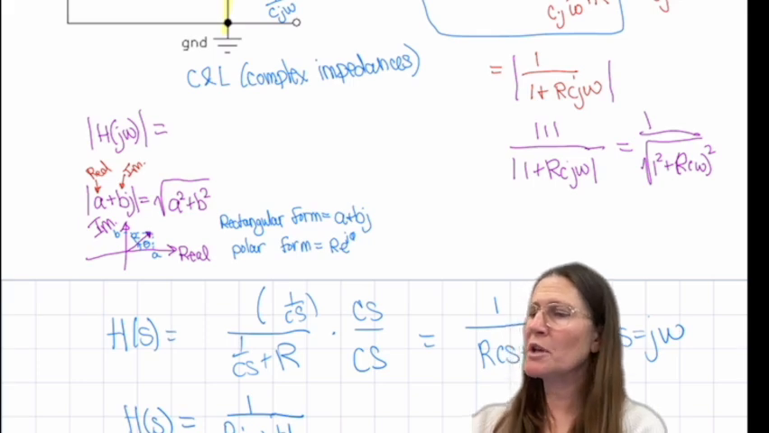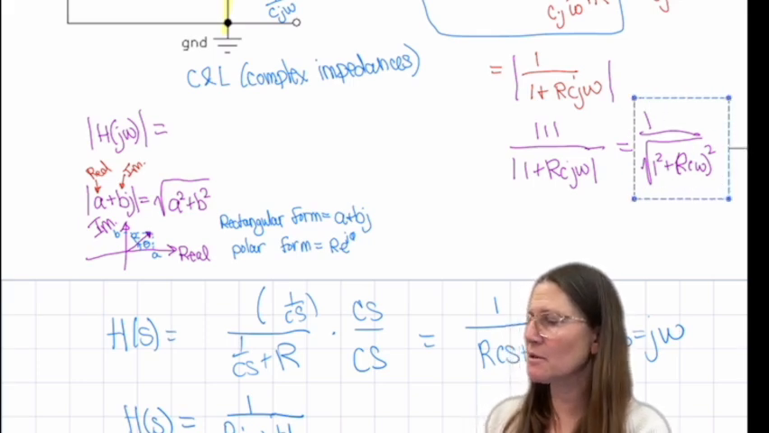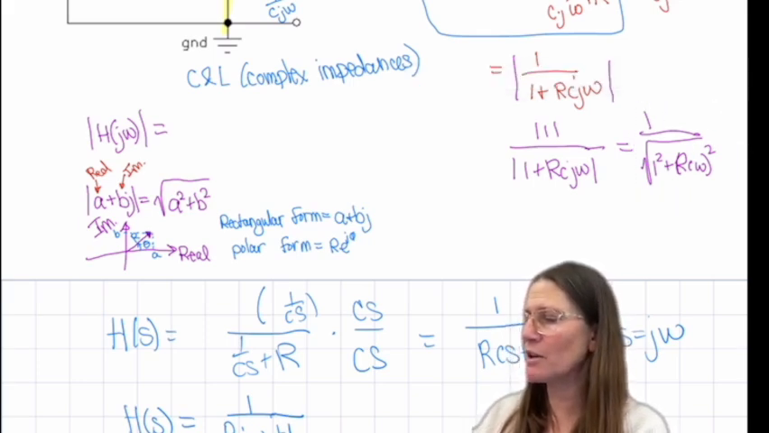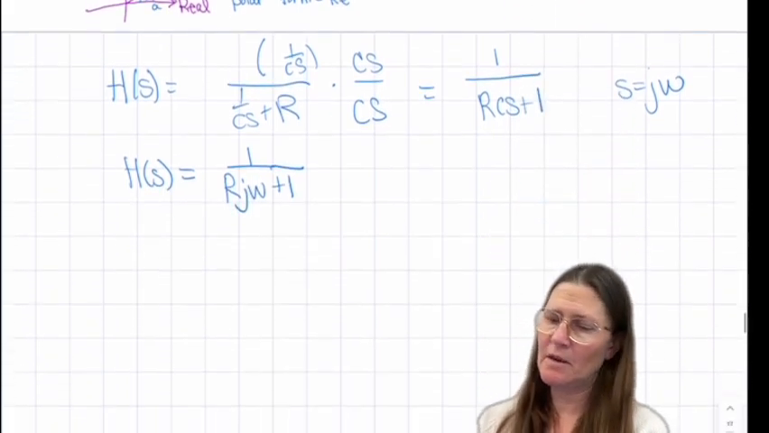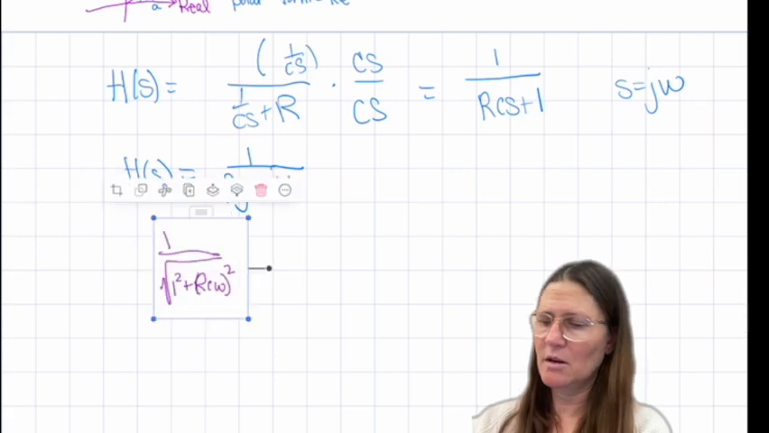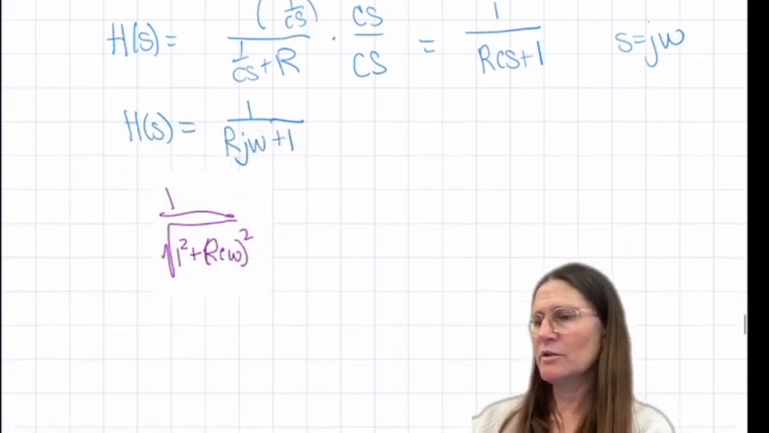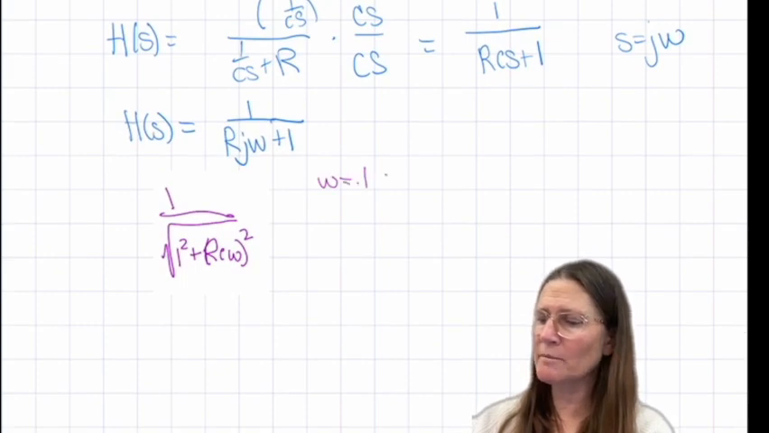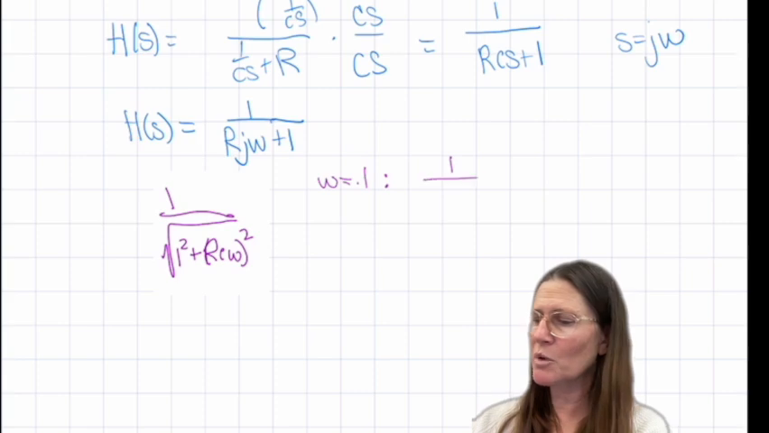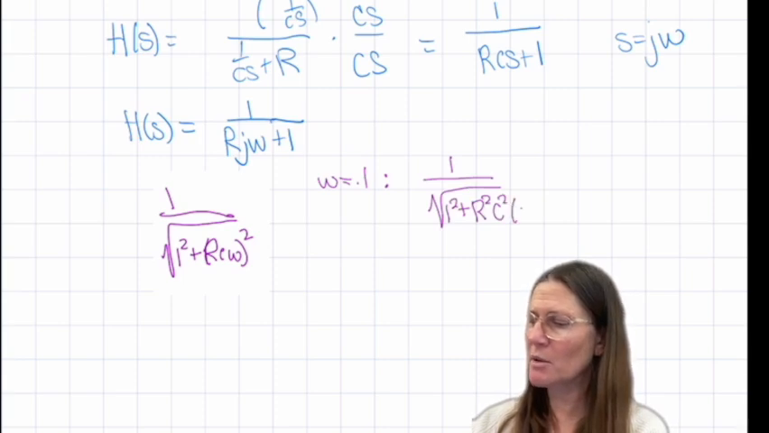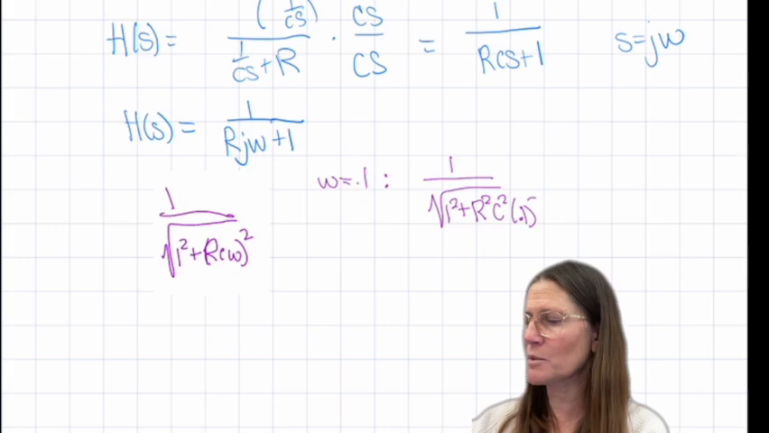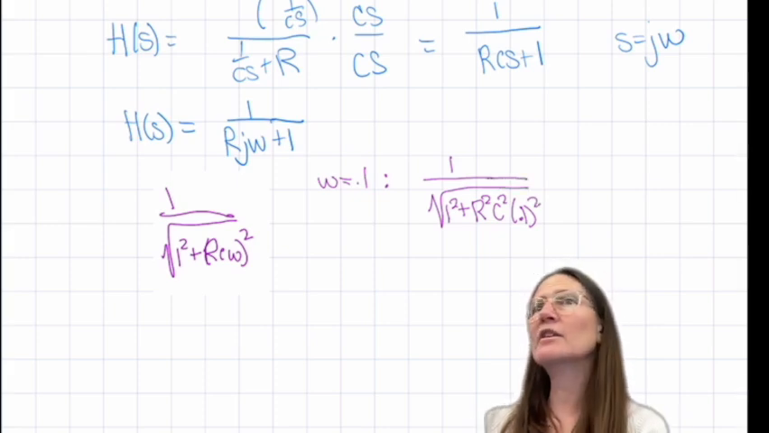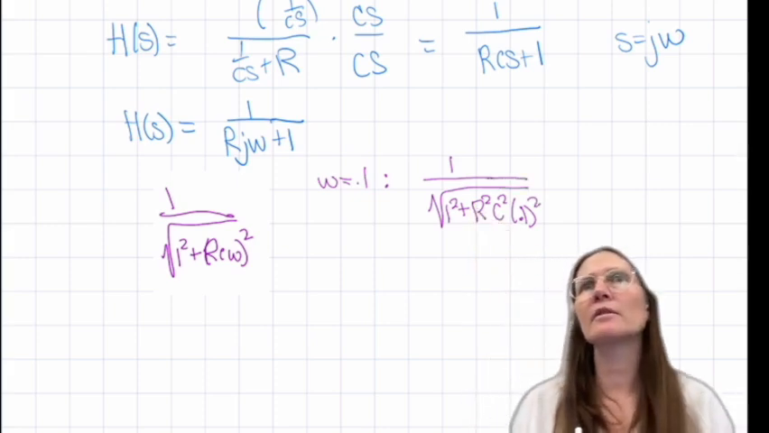So if I want to plot this, I can put in different values of omega. Say I put omega equals 0.1. That's going to be 1 over the square root of 1 squared plus R squared C squared, and then my omega is going to be 0.1 squared. And that's going to give me a specific value. Yes. Where did j go?